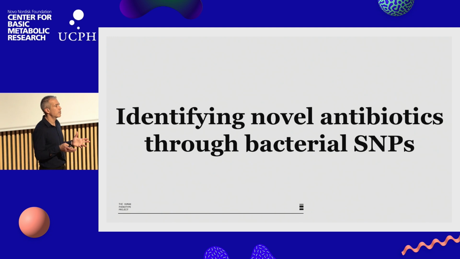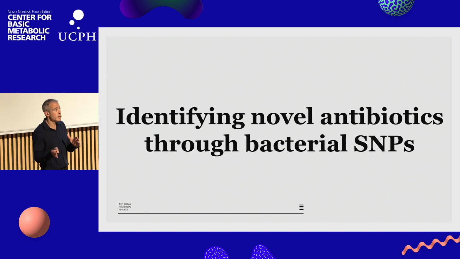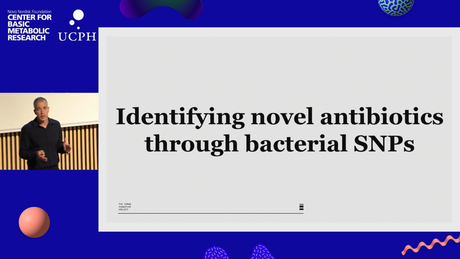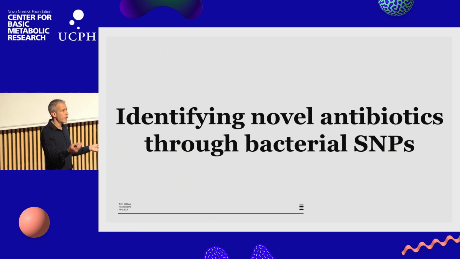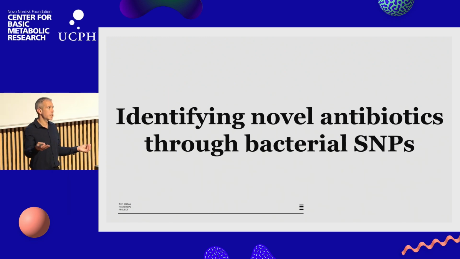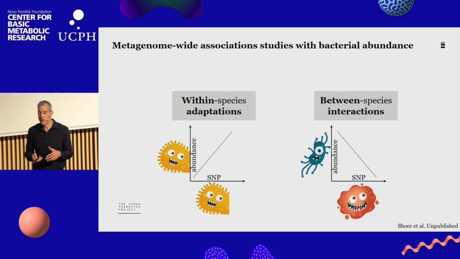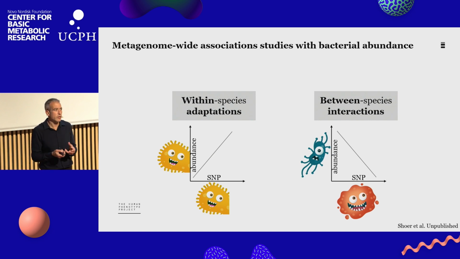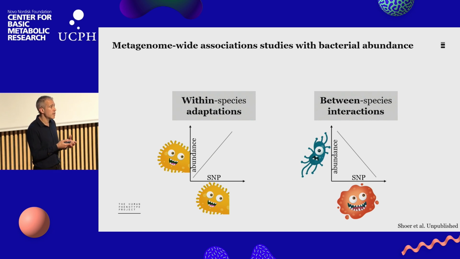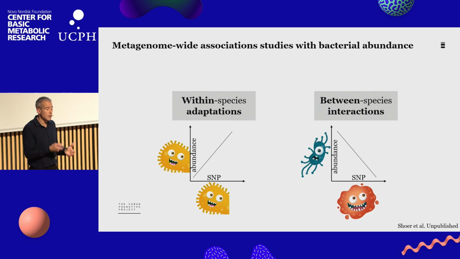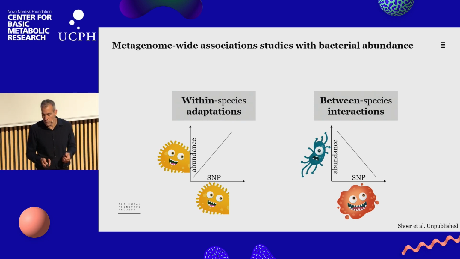Using exactly the same pipeline, I'll just briefly mention, we're also looking at association not to human traits, but to abundance of other bacteria. The reason is that this may allow us to find genetic variation in some bacteria that affect the presence of other bacteria, namely they could be some novel antibiotics. We also look at associations to the same bacteria that harbors the SNP that can allow us to identify genetic variation that help or induce or inhibit the growth of the same bacteria.